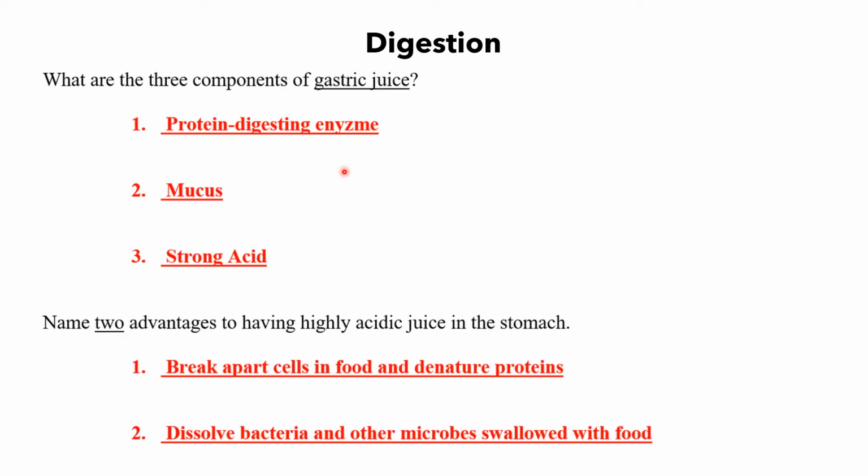Now, an advantage to having this highly acidic juice in the stomach is that we're going to be able to break apart cells in the food and denature proteins, and we'll also be able to dissolve bacteria and microbes. So we're going to go over how we do have bacteria lining our intestinal tract, but there's a lot of other kinds of bacteria out there, some of which we've covered in this class, that we don't want anywhere in our body. And so this is a great defense mechanism to get rid of that, to have such a harsh environment as a first pass in our digestive process.